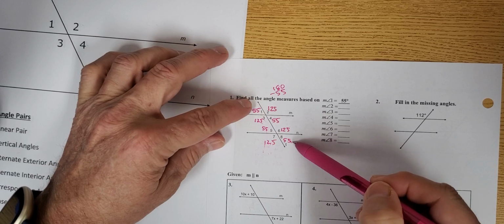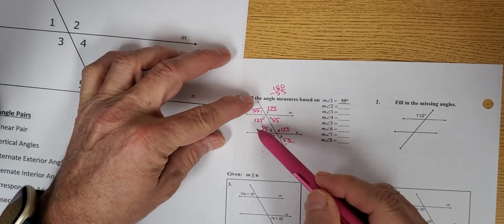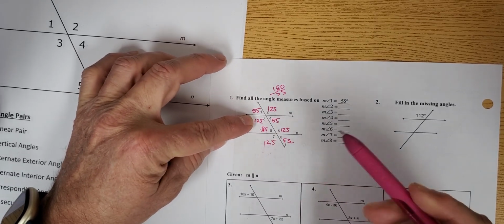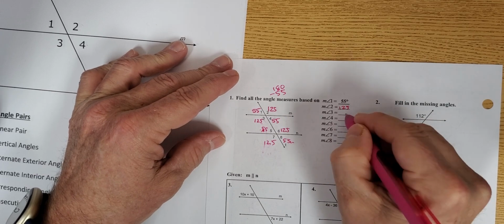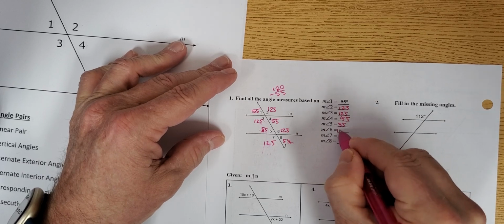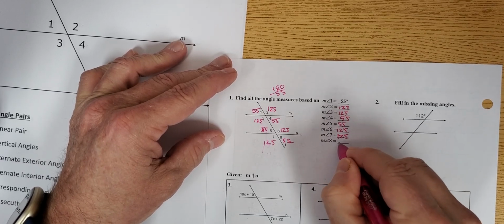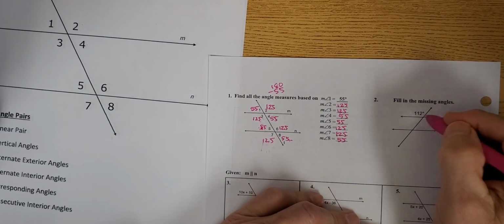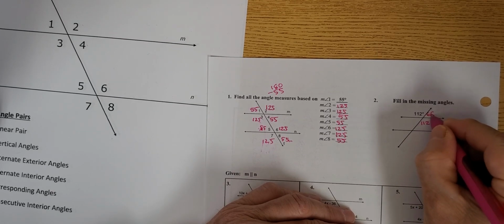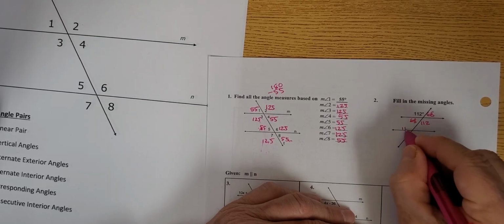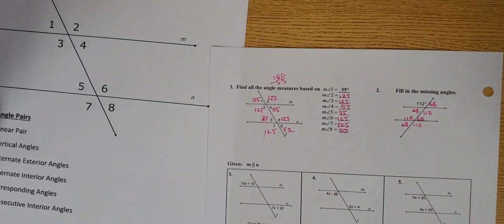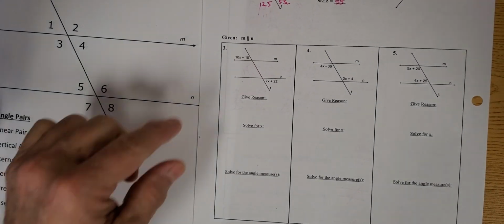So you notice how the alternate exterior are congruent, the alternate interior are congruent, the corresponding are congruent, but the consecutive interior add up to 180. Okay, so 2 is 125, 3 is 125, 4 is 55, 5 is 55, 6 is 125, 7 is 125, and 8 is 55. Okay? So I'm going to get you to do this, but anyway, you're not here. So this is 112, this would be 68, 68, 112, here and here, and then 68 and 68. You get it, right?